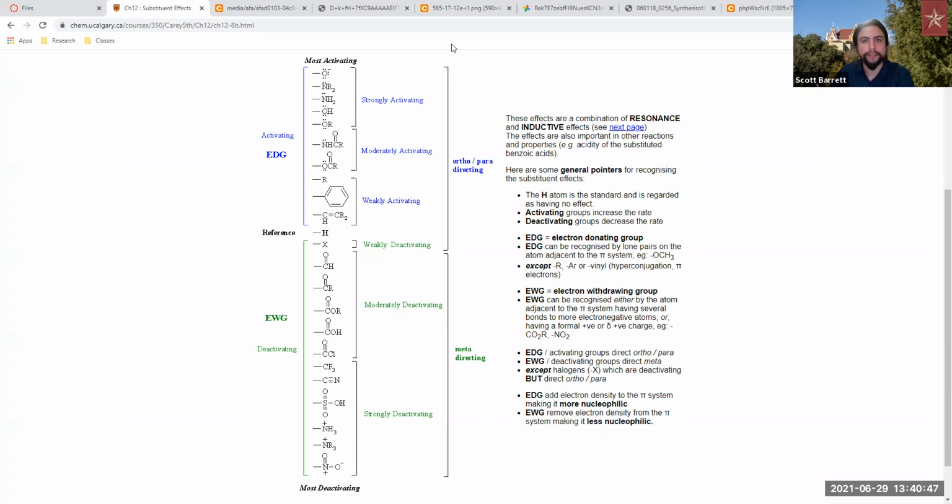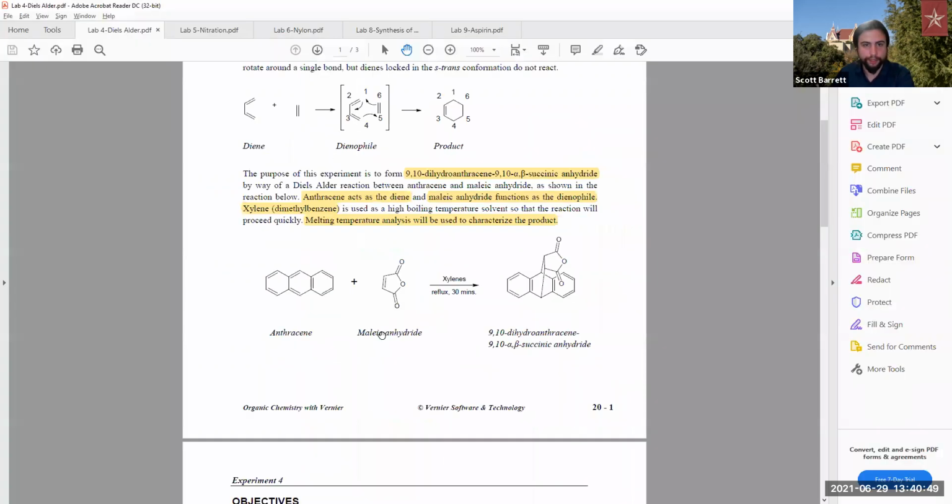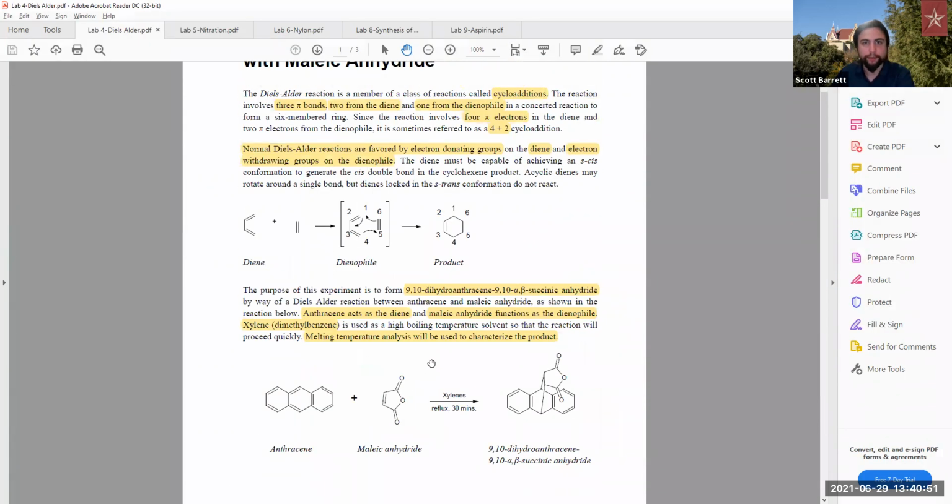And so in the case that we come back over to our lab manual, to note, like we had said, the donating groups on the diene would be the resonance in between all of the aromatic compounds here. And then the electron withdrawing groups on the dienophile would be these carbonyl ketones here in this case, and those would be pulling electron density away. And so we want to look and see how we're going to perform this reaction.